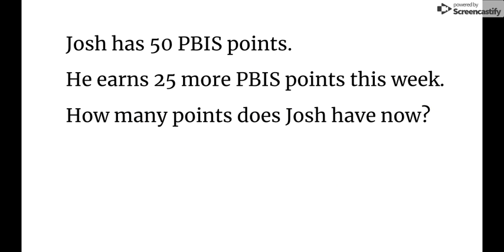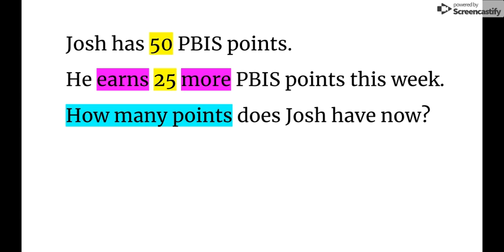So this next part we would do as a whole group. I would give them a handout and it would have these word problems on them and we would do them all together. So Josh has 50 PBIS points. He earns 25 more PBIS points this week. How many points does Josh have now? So we would begin a discussion talking about what exactly is going on in this problem? What are some of the key words that are giving us clues as to how we should solve it?